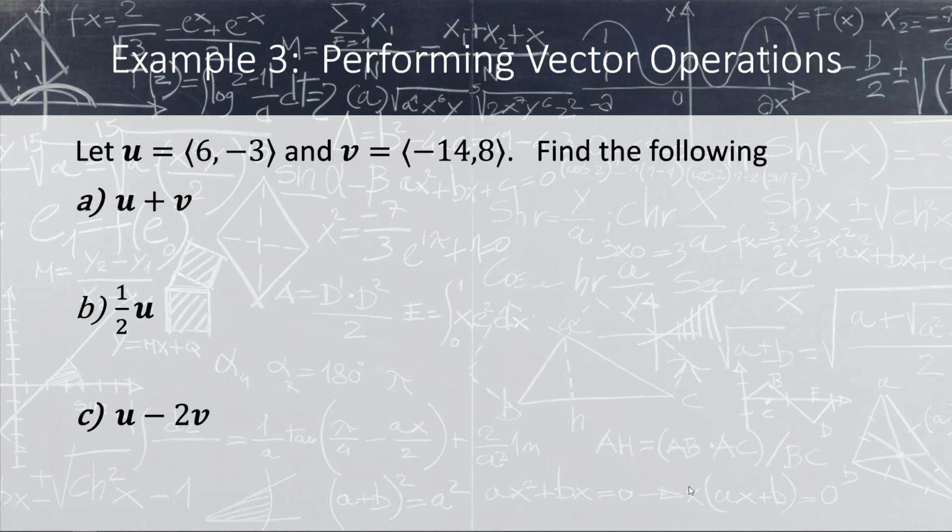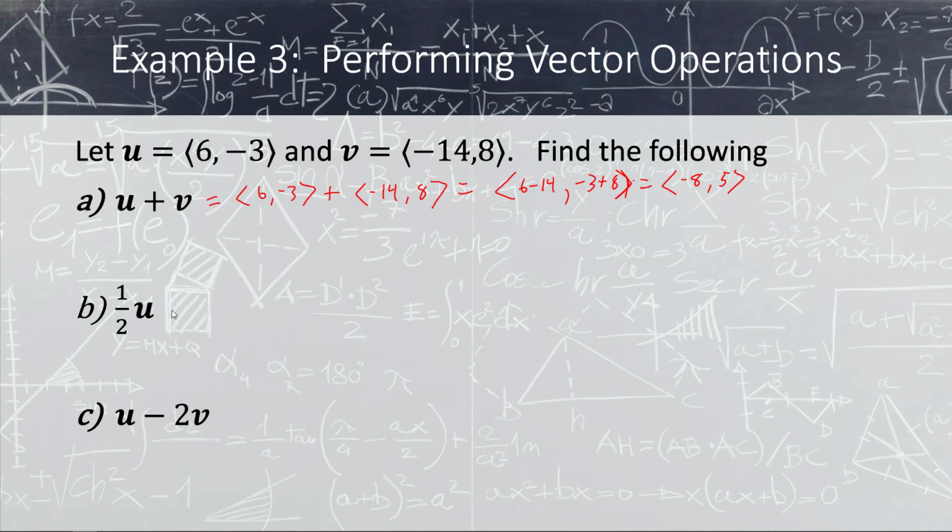Okay, with that, let's do a few examples. So here we want to add u and v. Well, that is going to be the addition of the vector 6, -3 to the vector -14, 8. And that will be equal to, for the horizontal component, 6 minus 14. For the vertical component, -3 plus 8. Got to use the right bracket there. And that will give us -8 for the horizontal component, and then +5 for the vertical component.